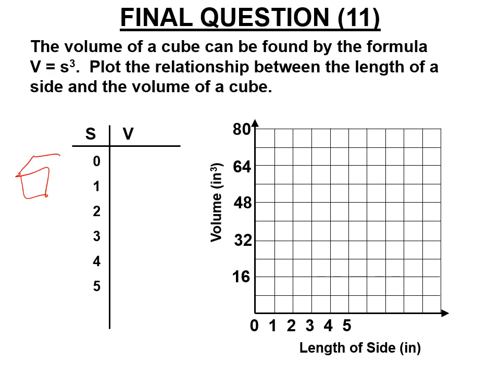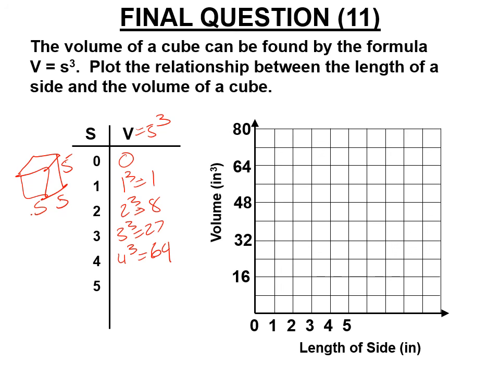All right, so now, volume of a cube. A cube is the side cubed, side times side times side. That's an s, not a v. So if the side is 0, the volume is 0. The side is 1, 1 times 1 times 1 is 1. 2 cubed is 8. 3 cubed is 27. 3 times 3 is 9 times 3 is 27. 4 cubed, 16 times 4 is 64.